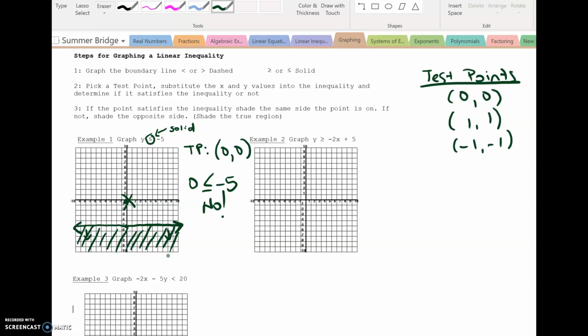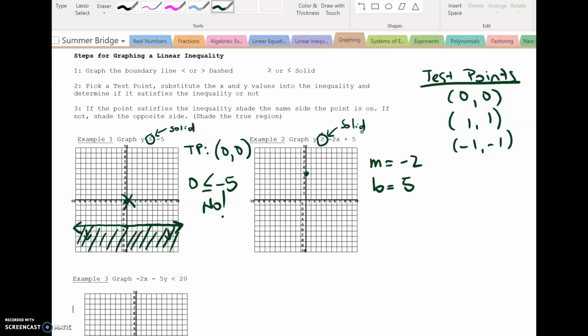Now let's take a look at example 2. Example 2 is in slope-intercept form. Therefore, we need a slope, which is -2, and a y-intercept, which is 5. B is for beginning. It's where I begin my graph. I'm beginning at 5. And then the other thing we need to determine is, is it going to be a dotted line or a solid line? Because it's an equal to, it's going to be solid.